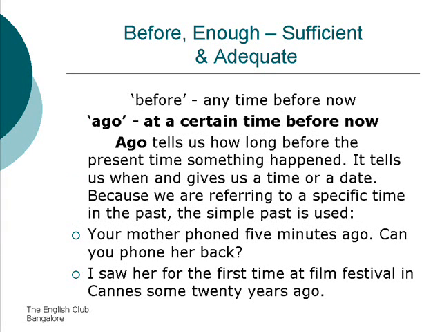Ago. At a certain time before now. Ago tells us how long before the present time something happened. It tells us when and gives us a time or a date. Because we are referring to a specific time in the past, the simple past is used. Your mother phoned 5 minutes ago. Can you phone her back? I saw her for the first time at the film festival in Cannes some 20 years ago.